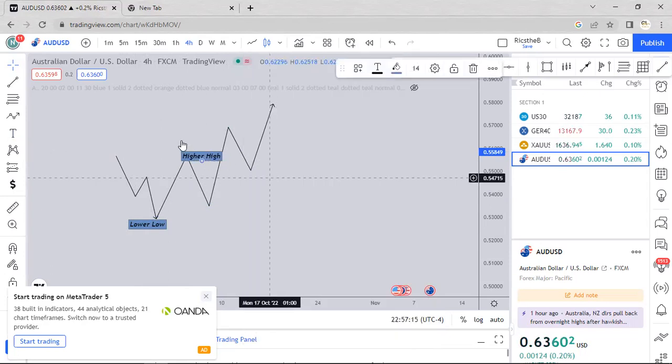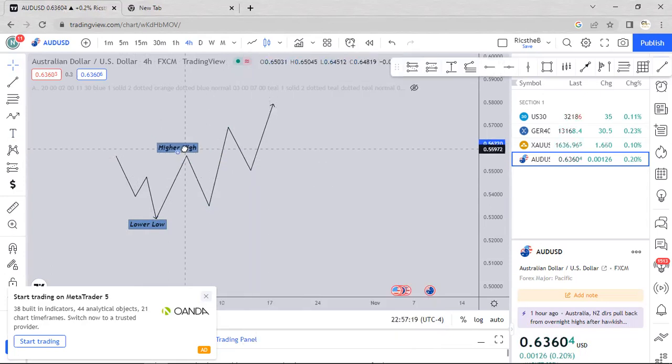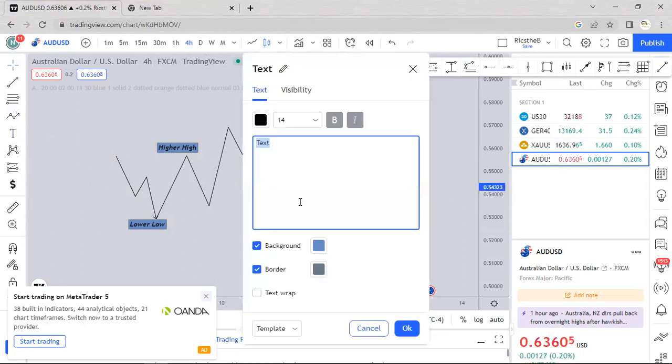Then again, we said the market doesn't move in a straight line. We have a push in the direction of the trend, then we have a push in the opposite direction of the trend, and this push in the opposite direction of the trend is referred to as a pullback. It's referred to as a pullback or a correction.